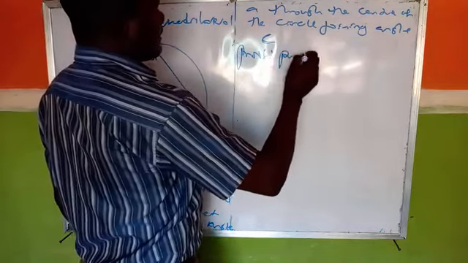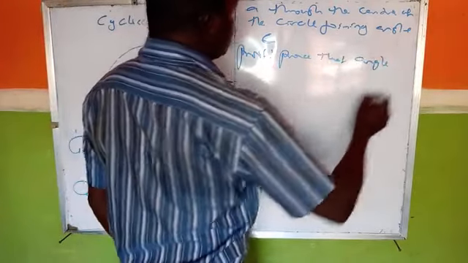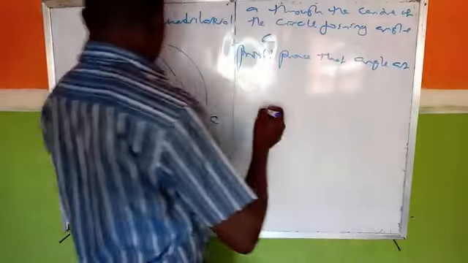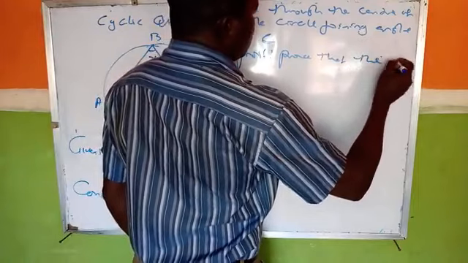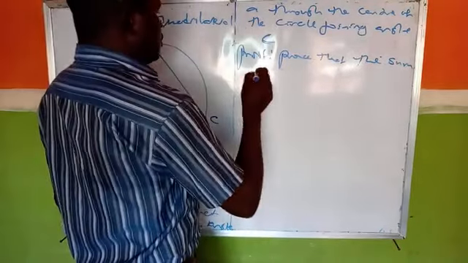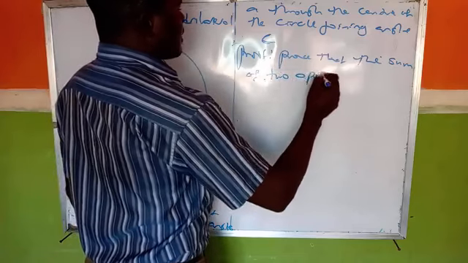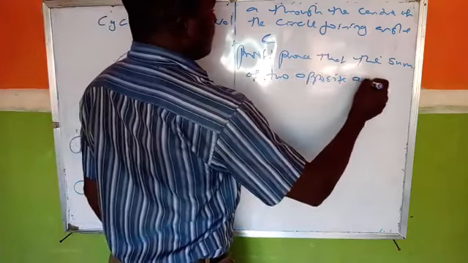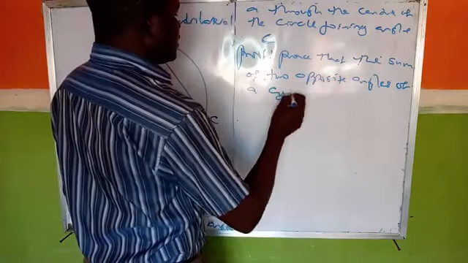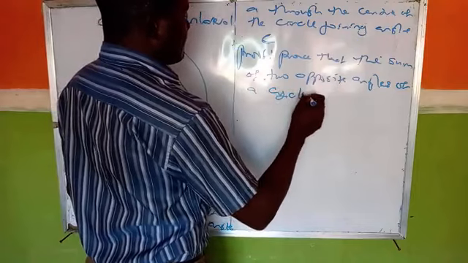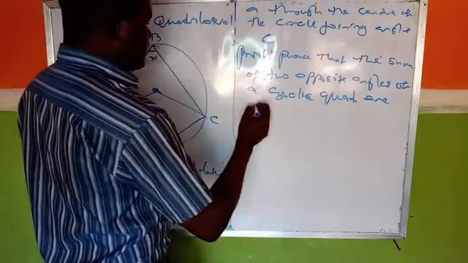Prove that the sum of two opposite angles of a cyclic quadrilateral are supplementary.